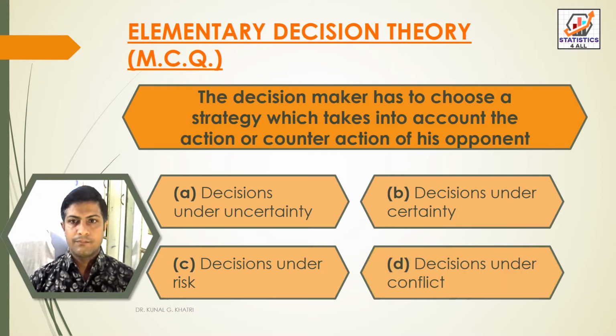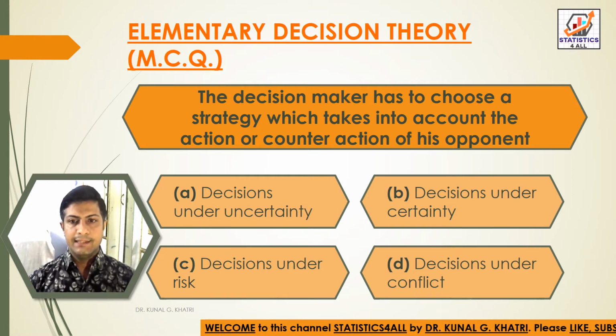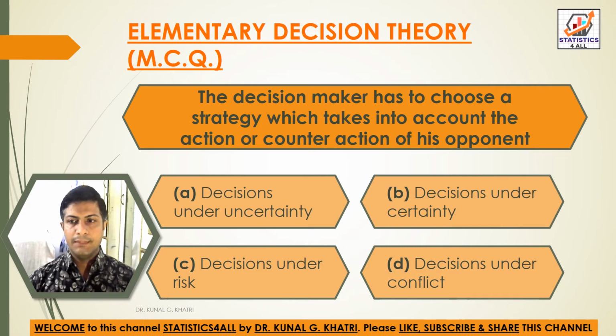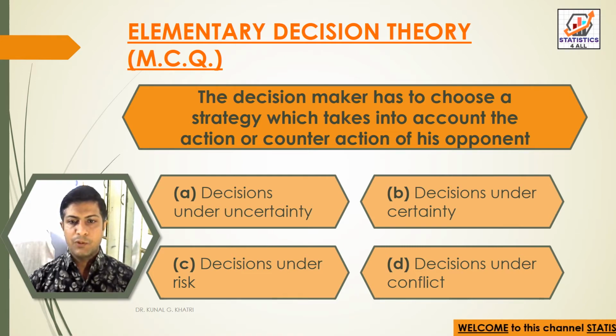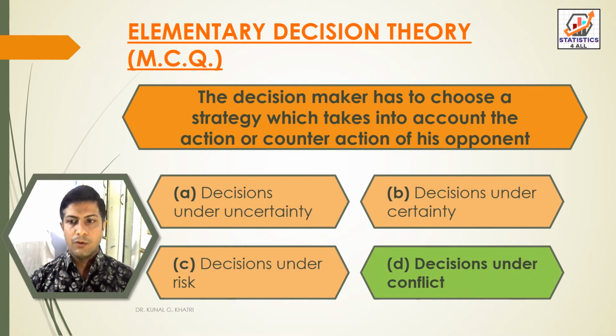Next question, the decision maker has to choose a strategy which takes into account the action or counter action of his opponent. Option A, decisions under uncertainty. Option B, decisions under certainty. Option C, decisions under risk. And option D, decisions under conflict. So here we have answer option D, that is decisions under conflict. The decision maker has to choose a strategy which takes into account the action or counter action of his opponent, that is decisions under conflict.